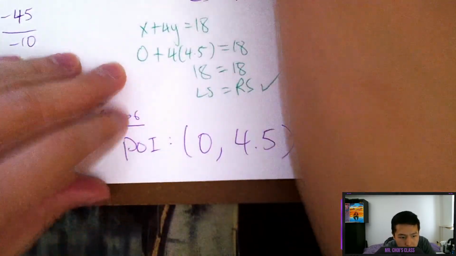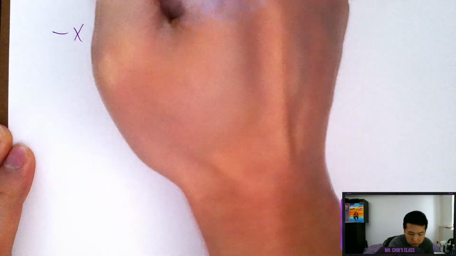So if you remember the difference, elimination, well, we eliminate or get rid of a variable. So let's do this one by elimination. Okay. So for elimination, let's say I have these two equations.